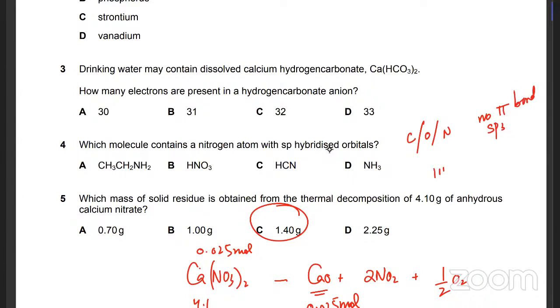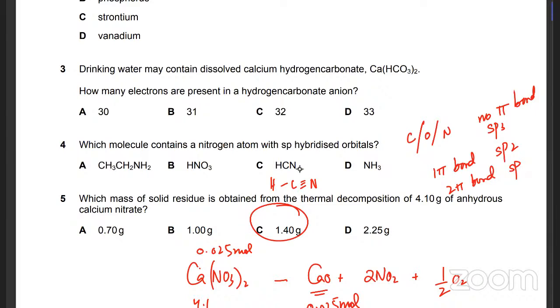If one pi bond, then that's sp2. If you have two pi bonds, that is going to be sp. So in HCN, both carbon and nitrogen are sp hybridized. They're forming two pi bonds. So both of them are forming two pi bonds, so this is going to be sp hybridized in HCN.